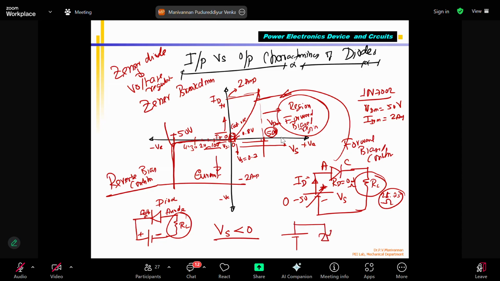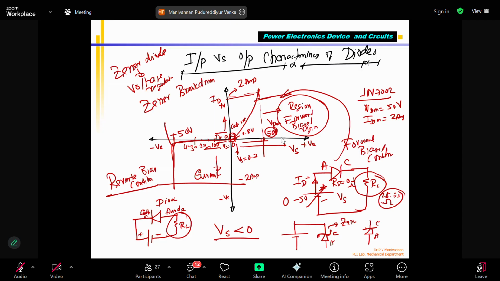This is the symbol for a Zener diode. You can see that a normal diode is shown like this. Correct? This is the cathode, this is the anode. And for the Zener diode, you can see something like this. This is the symbol for the Zener diode.